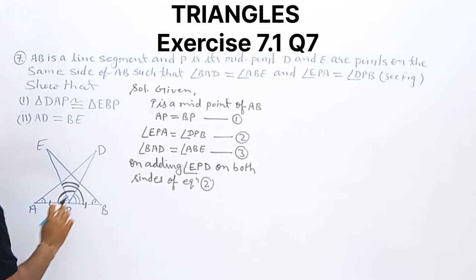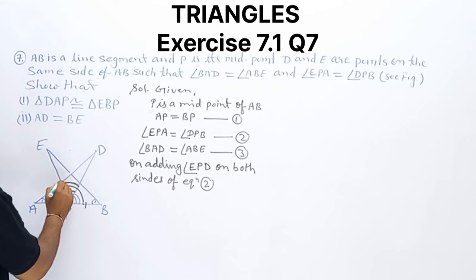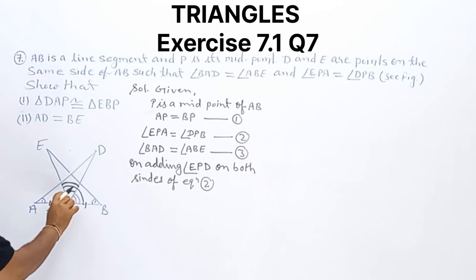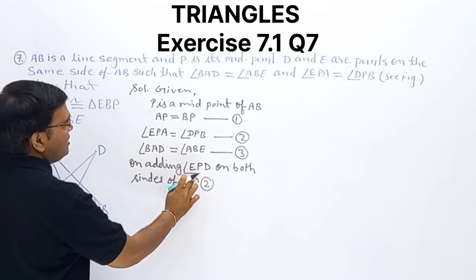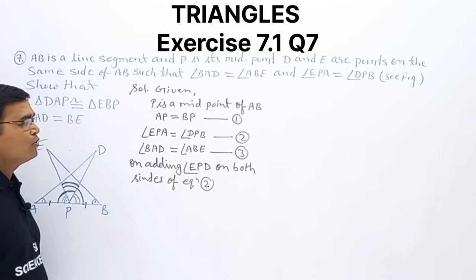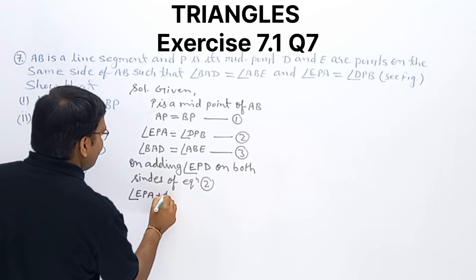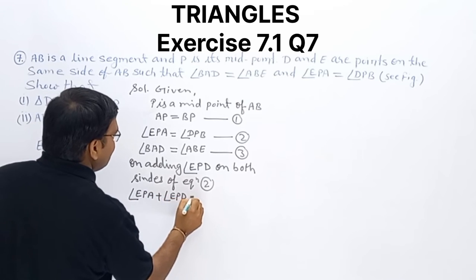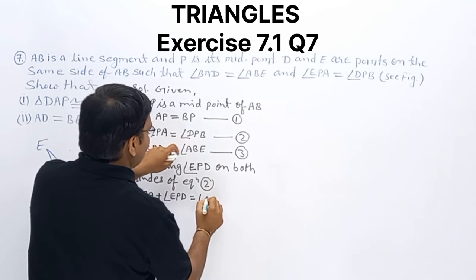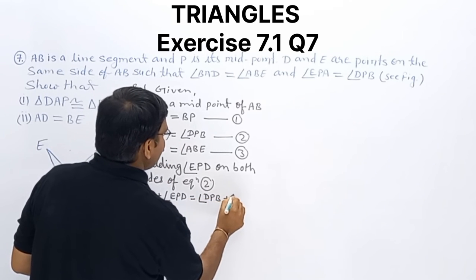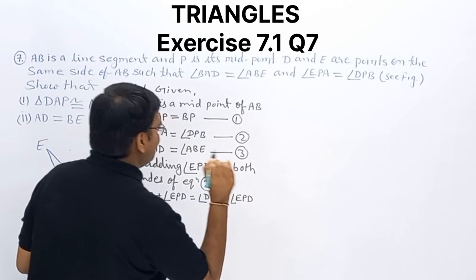In this equation we are having EPA, but for this triangle what do we require? We require this angle, APD. So how can we obtain this one? Once we add angle EPD on both sides of this equation, then what are we getting? Angle EPA plus angle EPD will be equal to angle DPB plus angle EPD. Yes or no?